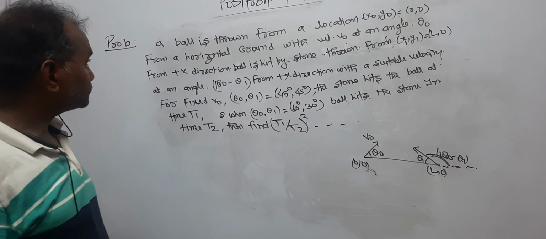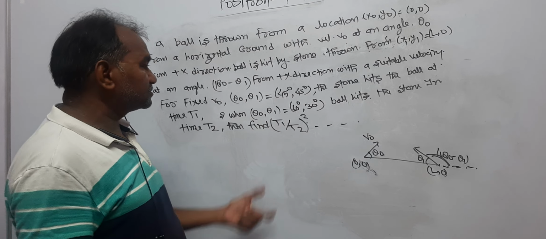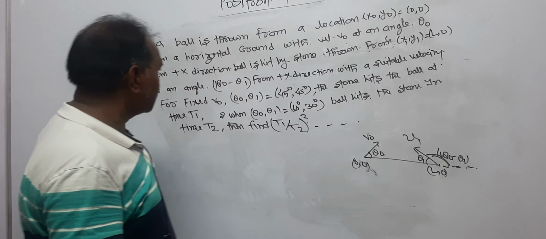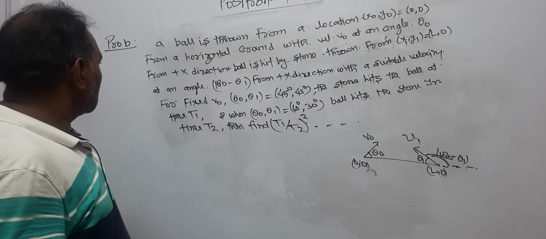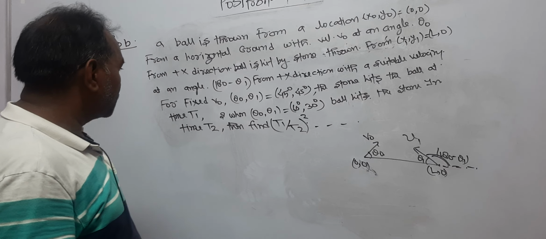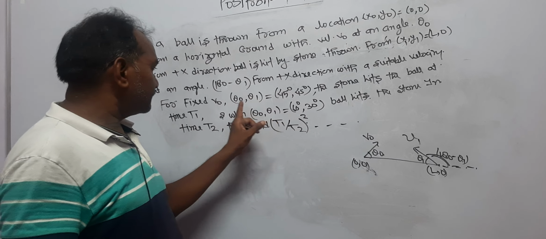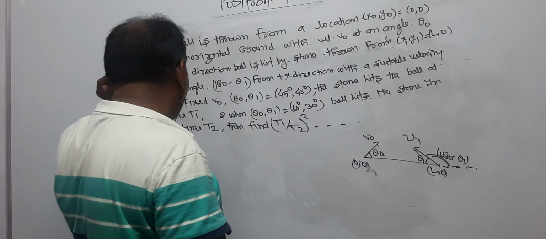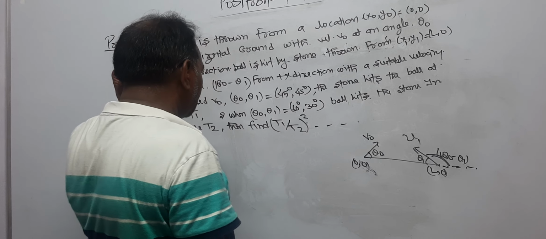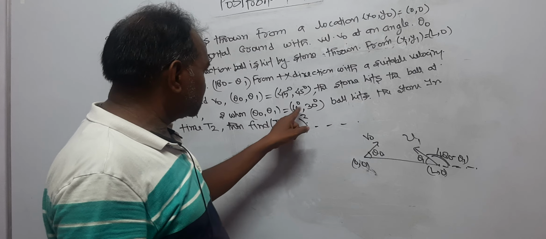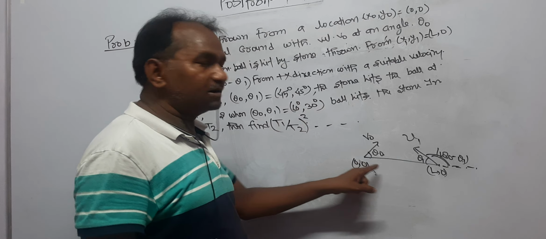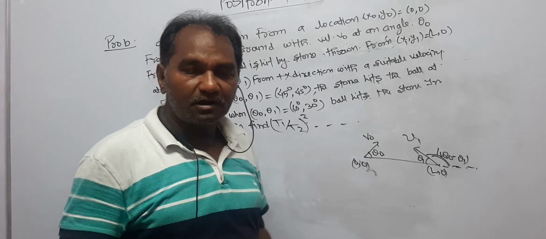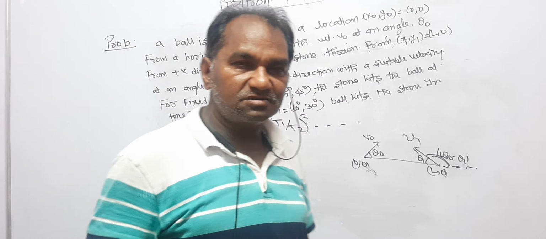Now look here, from the x direction with a suitable velocity, let that velocity be v1. We do not know what the velocity is. For a fixed v0, when both the angles are 45 degrees, the stone hits the ball in time t1. And when the angles are 60 degrees and 30 degrees, the stone hits the ball at time t2. Then you have to find out (t1 upon t2) whole square.